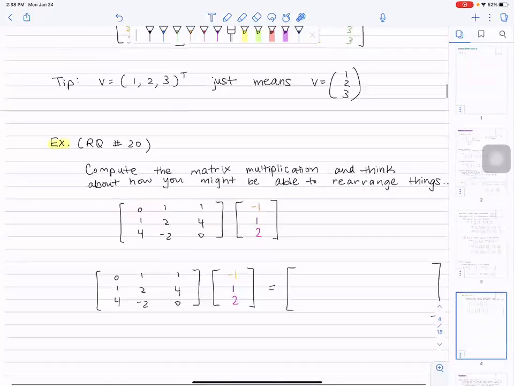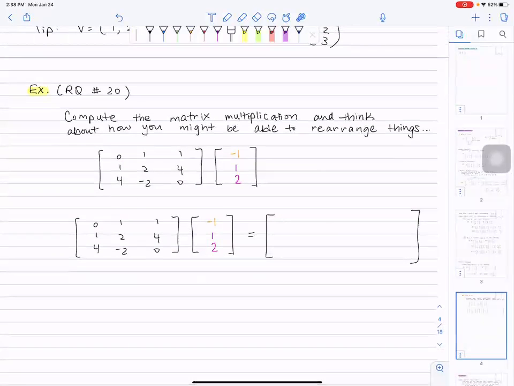But yeah. Okay, so let's do an example. When I say RQ, by the way, this is from the recitation questions, which I just showed you on Grace's website. So the first question is compute the matrix multiplication and think about how you might be able to arrange things. So we have this matrix multiplication.